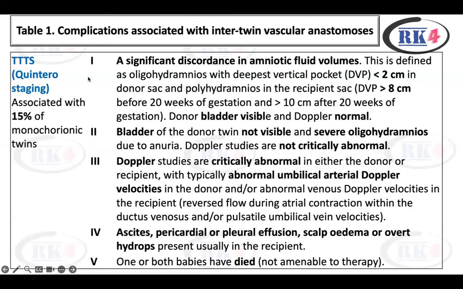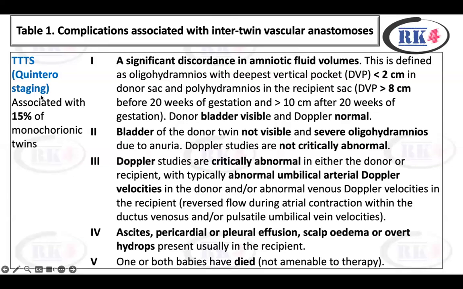Stage 1: the donor bladder is visible, and the umbilical artery Doppler is normal. So TTTS is developing, but this is stage 1. Then it progresses. Stage 2, what happens in stage 2? The bladder of the donor twin is not visible, and there is severe oligohydramnios in the donor twin. Doppler studies have started to become abnormal, but they are not critically abnormal. Right? So this is stage 2 of the Quintero staging.